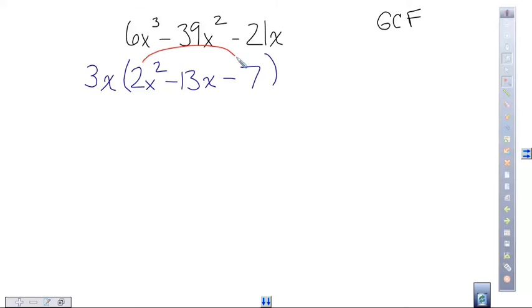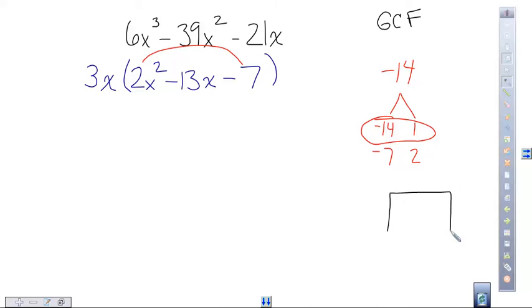Now I can look and see if I can factor here. 2 times -7 is -14. I need a pair of numbers that multiplies to equal -14 and adds to equal -13. -14 and 1, -7 and 2, I think, are my only two options, and it looks like the first one is the one that works.